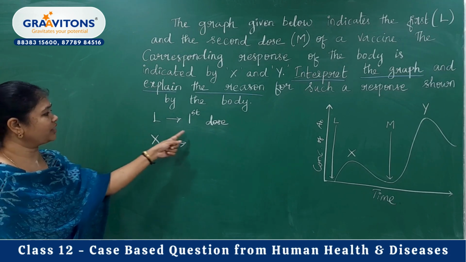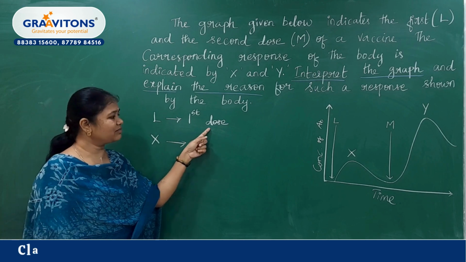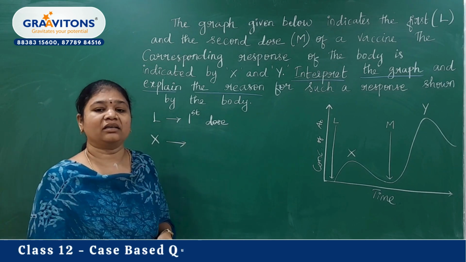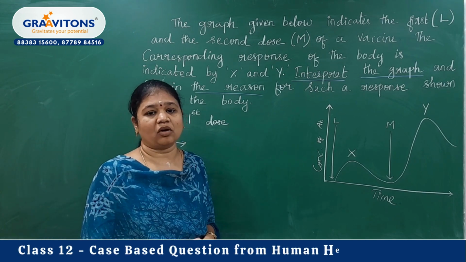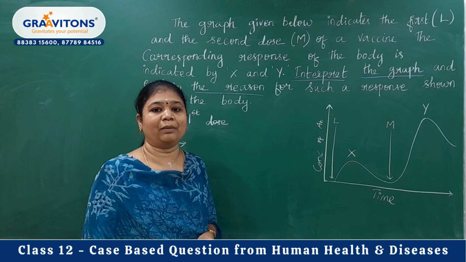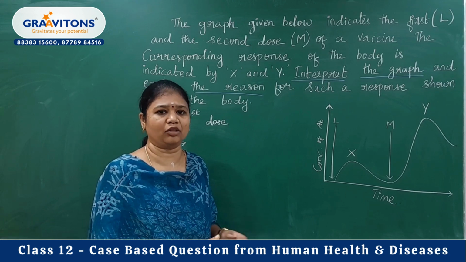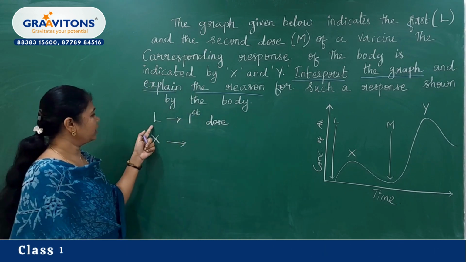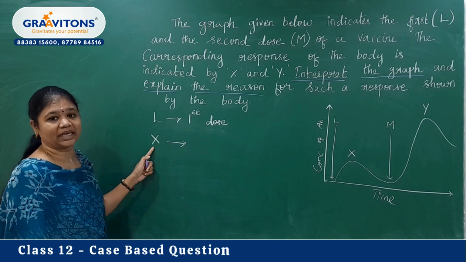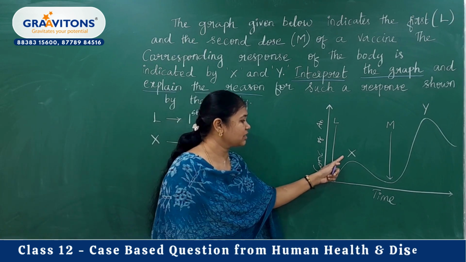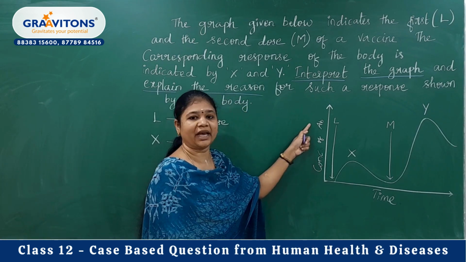So L is the first dose of the vaccine. This vaccine can be an inactivated pathogen or a killed pathogen or a pathogenic protein. It can be anything of it. Okay. So L is the first dose. Now coming to X. If you see the X, the concentration of the antibody.